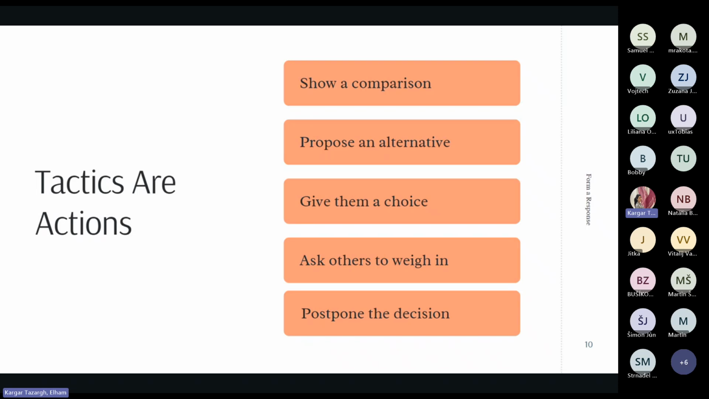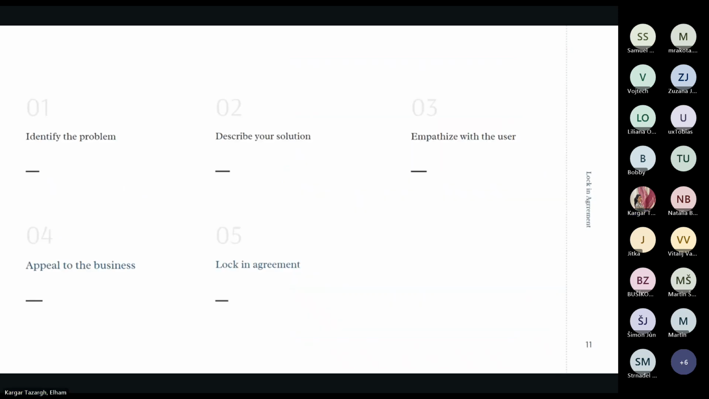And then ask others to weigh in. This is the part where I said that you need to know the influencers in your company. It can be teams or executives. They can support your decisions and help you move forward. But if none of these tactics help, then postpone the decision. Sometimes under time pressure, we make decisions that can have a false impact on the user experience.